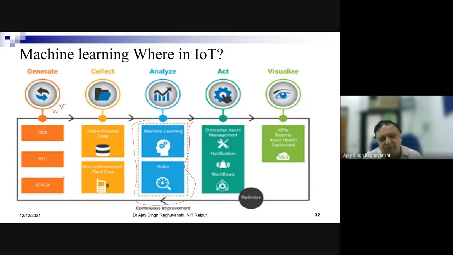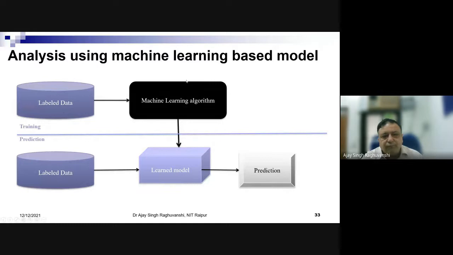Then we send the data to the servers where it is analyzed, and then we take a decision on the analyzed data, that is acting upon it, and also visualizing, that is seeing what the data pattern is. For example, in environmental monitoring, we can visualize whether the environment is okay or there is some problem. So this is where we can use machine learning in IoT. Machine learning is used at the analysis part.